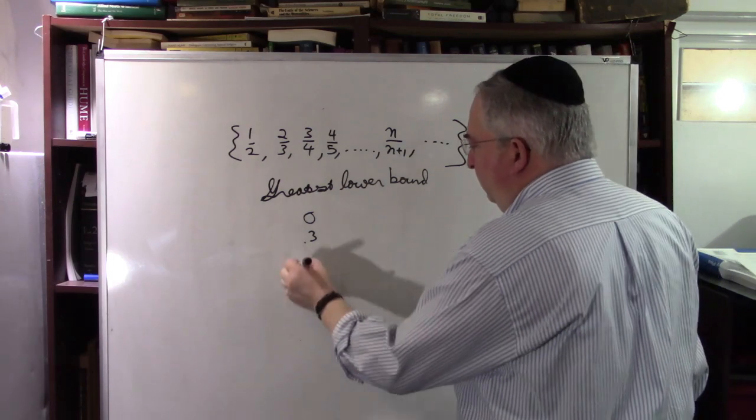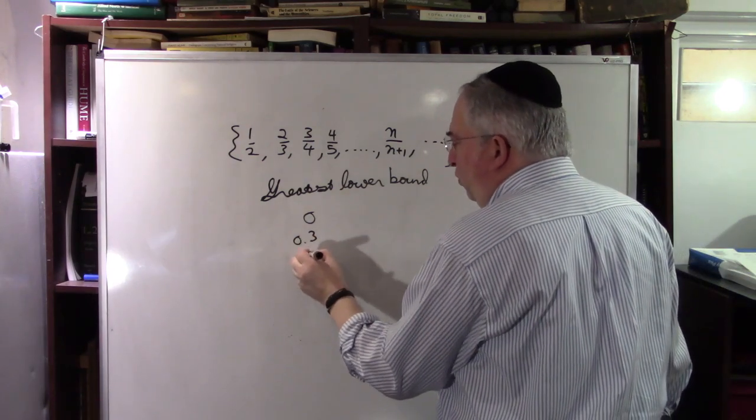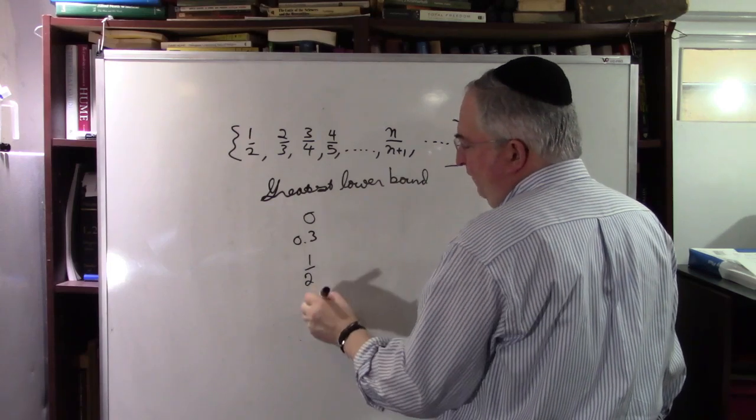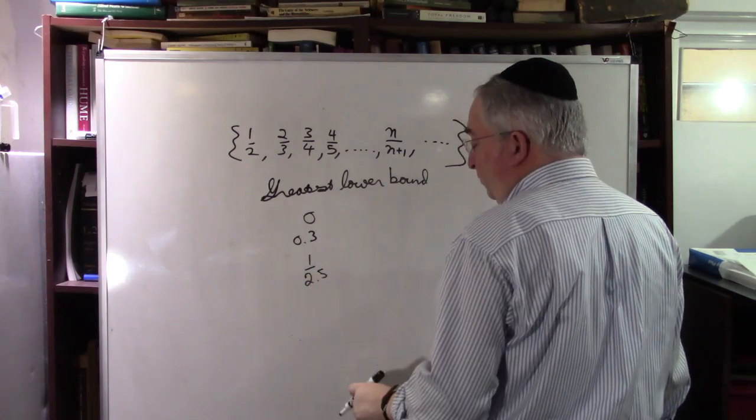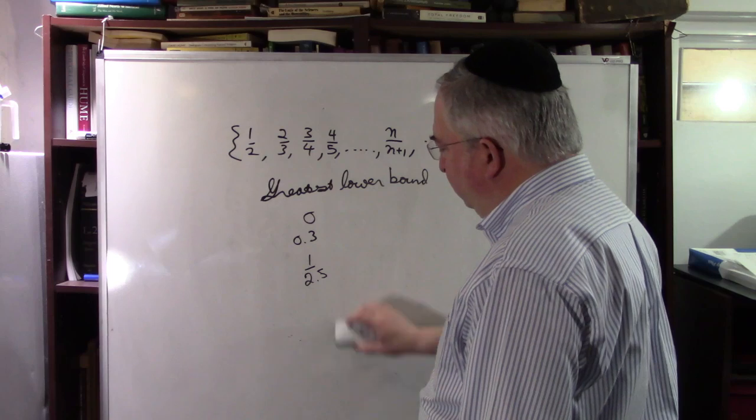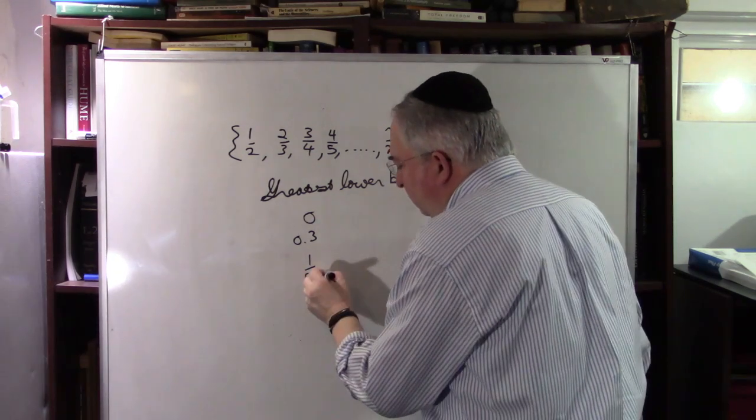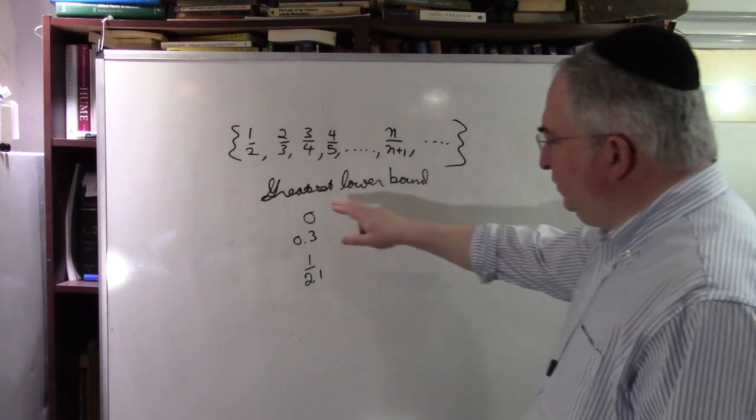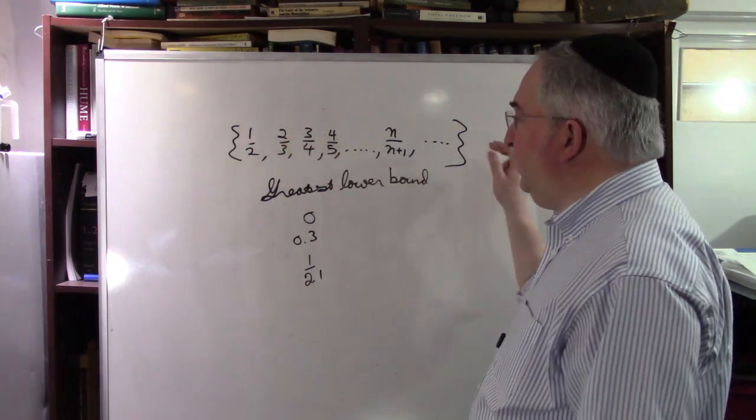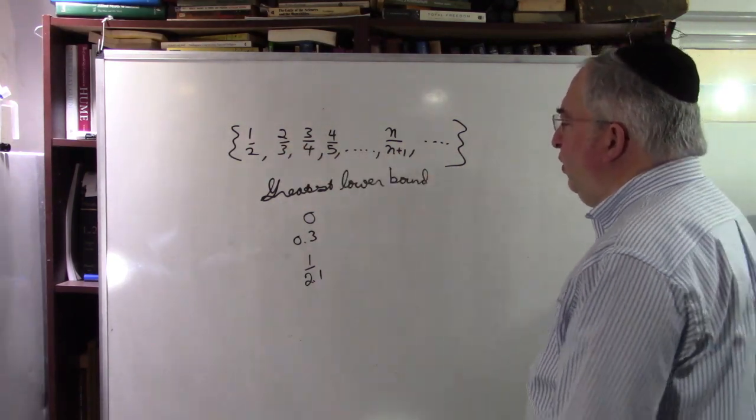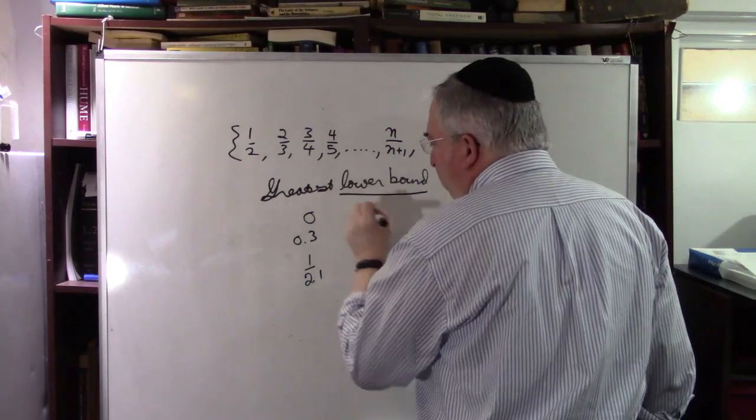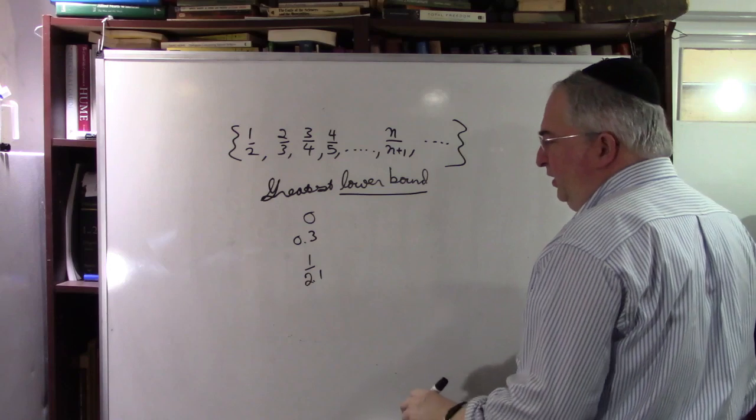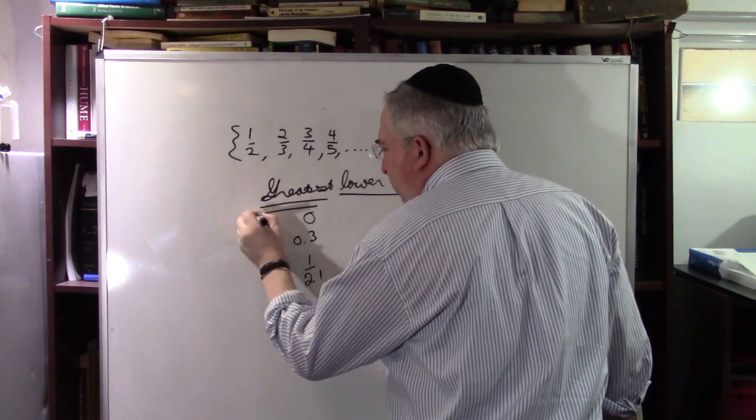Okay, 1 over 2.5 or 2.1 is smaller than all these numbers. Okay, all these three numbers are smaller than every number here. So what we want is a lower bound. But then we want something else. What's the other thing? We want a greatest lower bound.